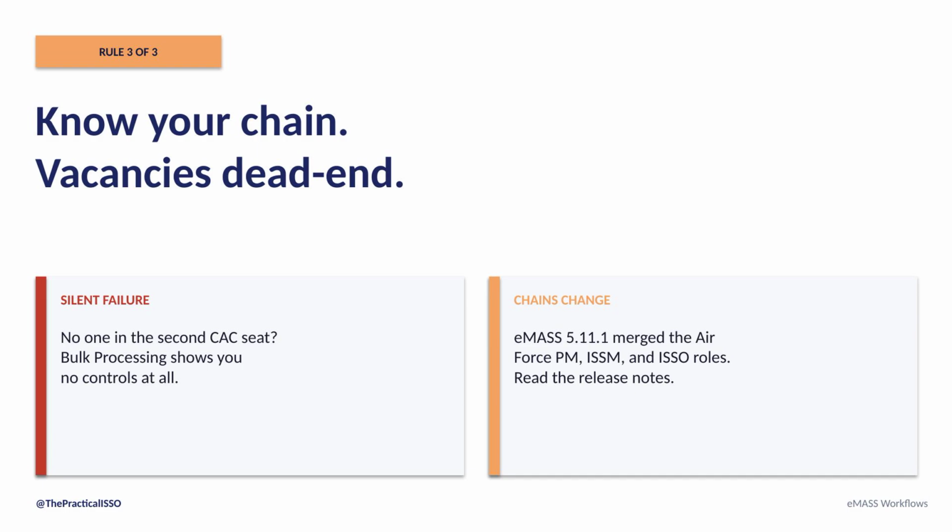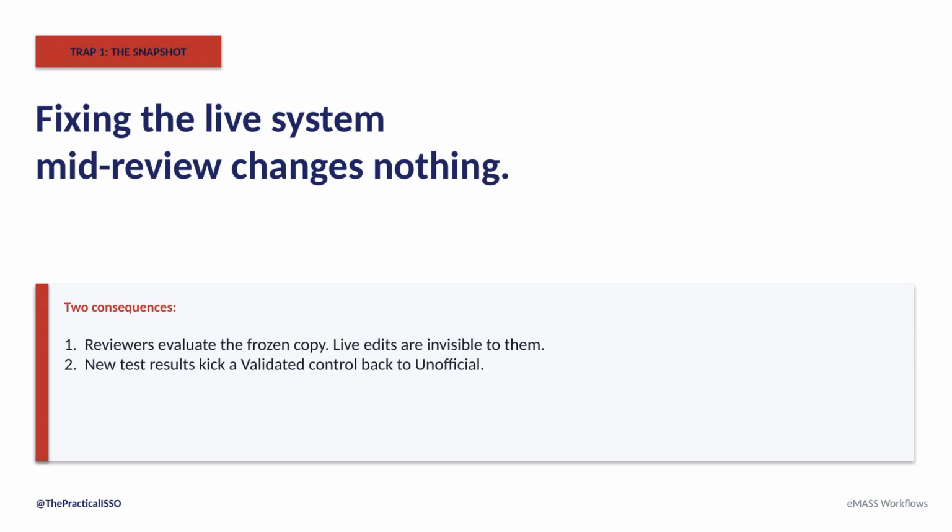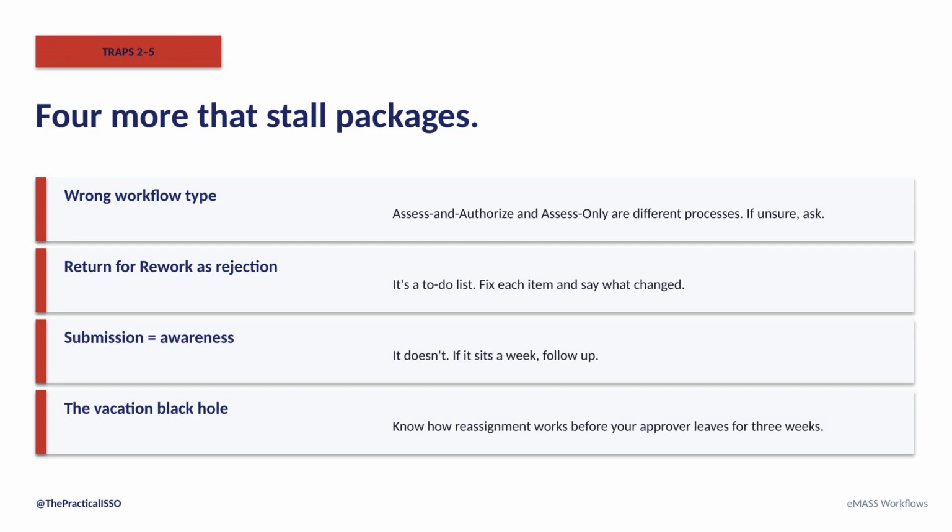Quick traps. The snapshot trap. Reviewers see a frozen copy of your package, so fixing the live system mid-review changes nothing they can see, and new test results knock a validated control back to unofficial. Wrong. Workflow type. Assess and authorize and assess only are different processes. If you're not certain, ask.